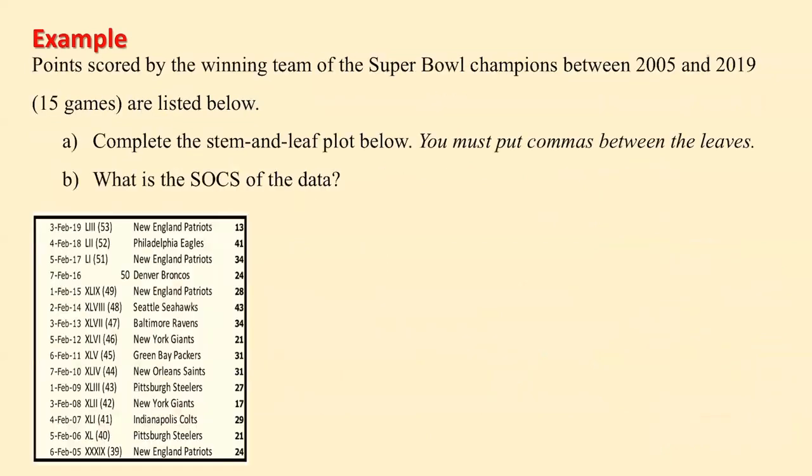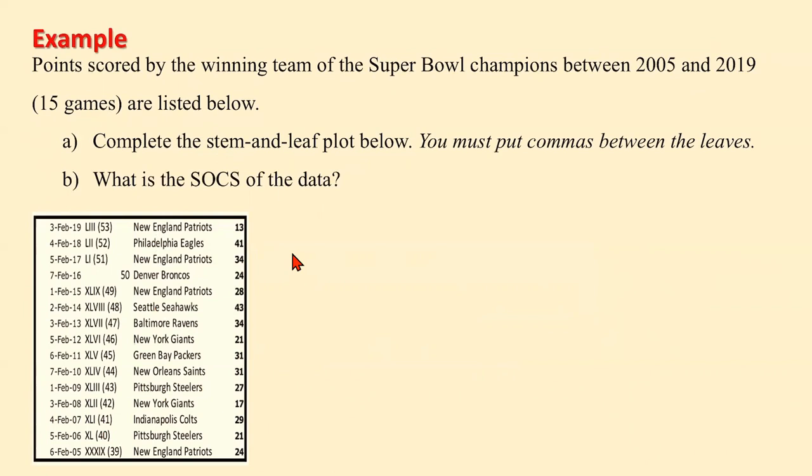Okay, let's see the last problem for this exercise now. Here is the last one. In this one, the points are scored by the winning team of the Super Bowl champion between 2005 and 2019. 15 games are listed here, and here we have the data, as you can see. We are asked to complete the stem and leaf plot for this one.